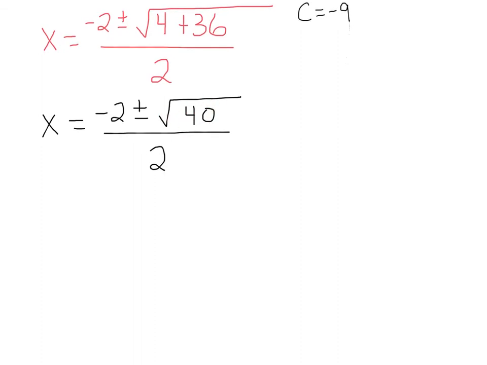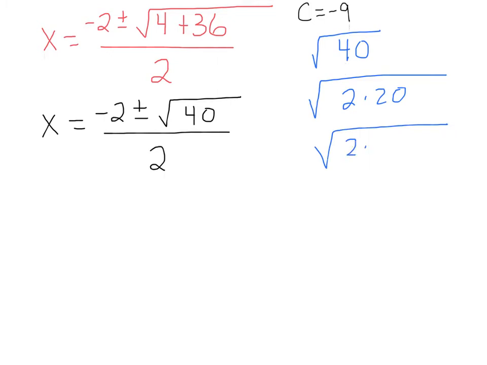Let's move over here to the right, and let's just think of the square root of 40 as the same thing as the square root of 2 times 20, which is the same thing as the square root of 2 times 2 times 10, which is the same thing as the square root of 2 times 2 times 2 times 5.